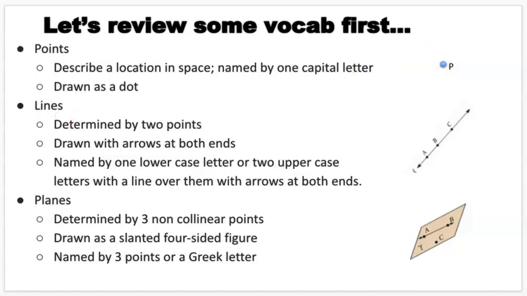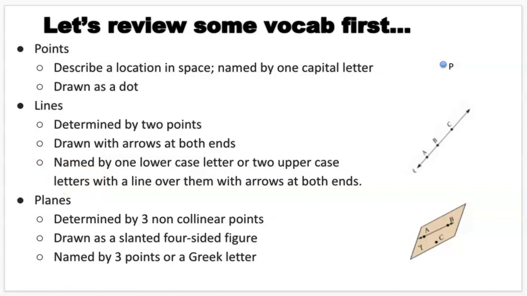Lines are determined by 2 points. They're drawn with arrows at both ends. They're named by one lowercase letter or 2 uppercase letters with a line over them with arrows at both ends. So here's an example of a line. Here's the lowercase letter, and then here's 3 points on the line. So we could name this line AB, we could name it line AC, or line BC.